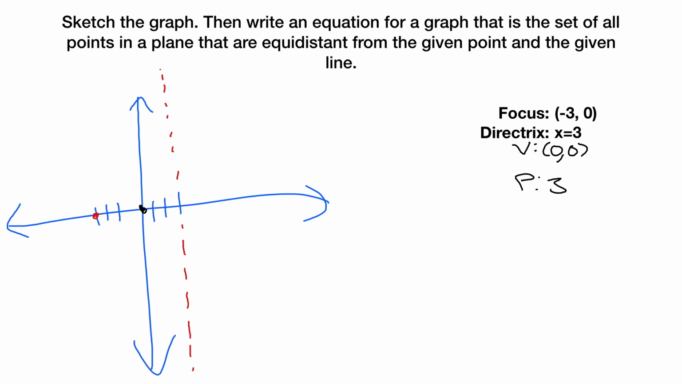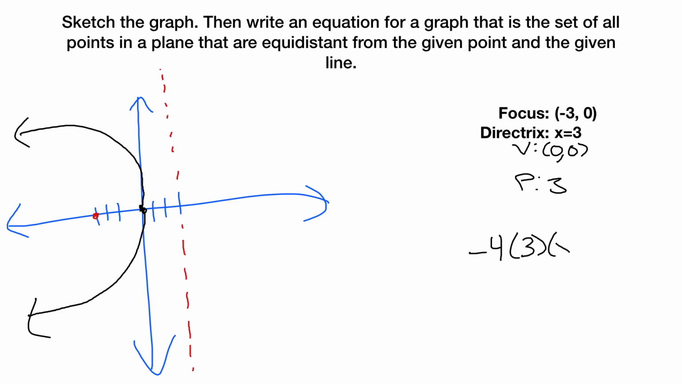So let's see. That means, in this case, because it's going to open up left, I would say -4 times our p-value of 3 times x minus our h value of 0 equals y minus our k value of 0 squared. So that becomes -12x equals y squared. You could also write it as x equals y squared over 12. Both of those are accurate.